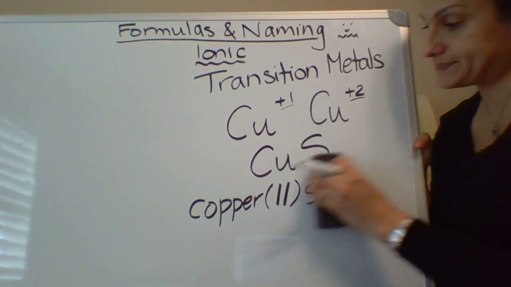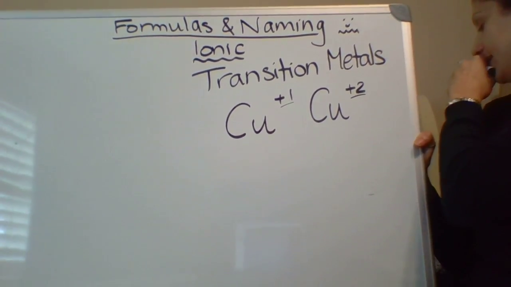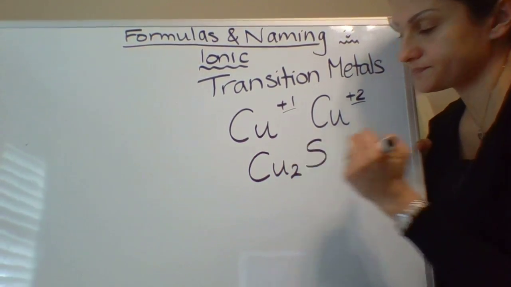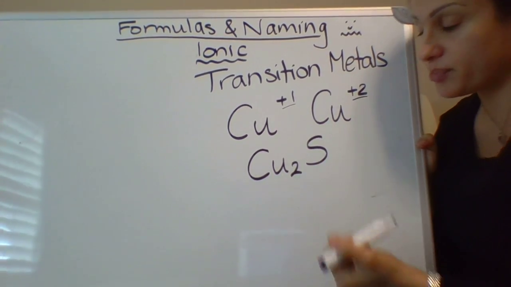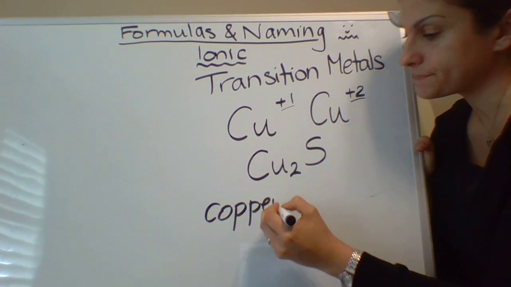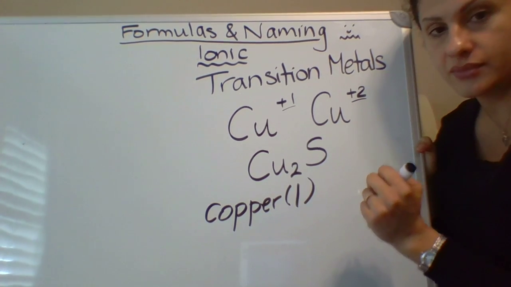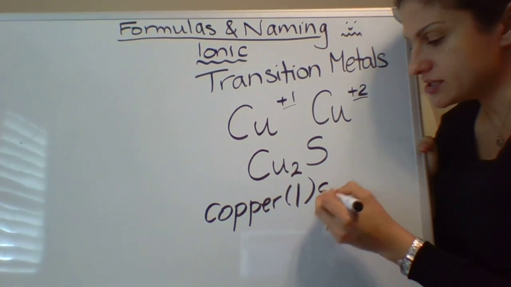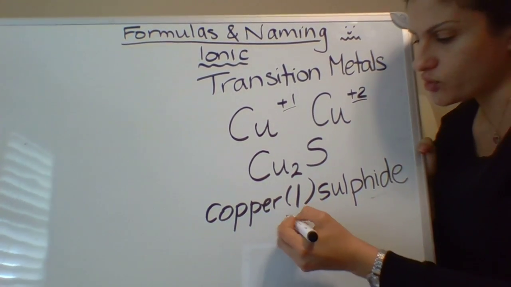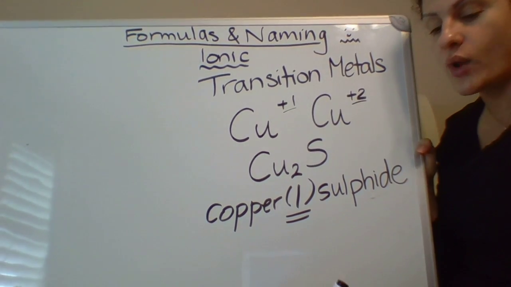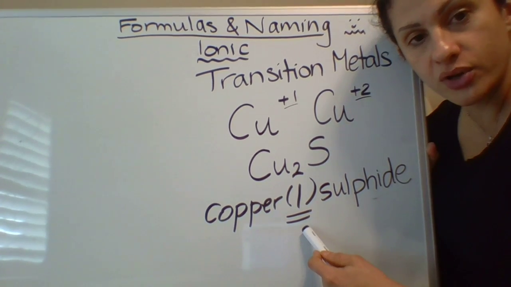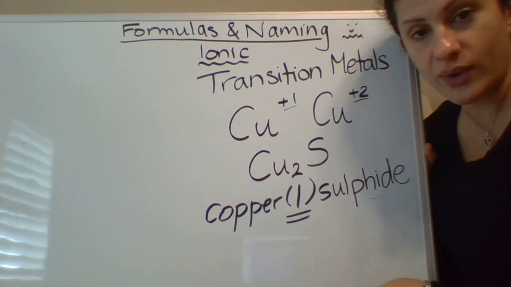If I was dealing, excuse me, with the other formula I gave you, in this case we said that copper had the +1 charge, you would then write it as copper(I) sulfide, with the Roman numeral 1. So this Roman numeral is important when you are working with a transition metal. If you do not write the Roman numeral, you are not completing the formula correctly.